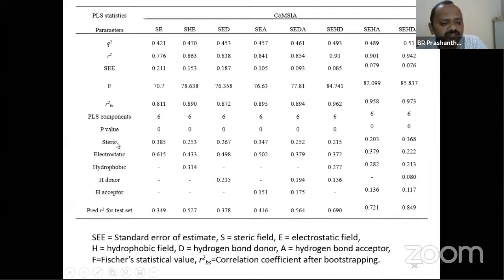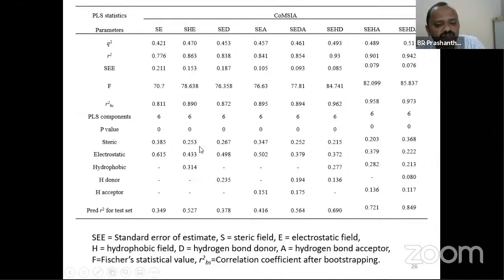Next, these are the 5 parameters: steric, electrostatic, hydrophobic, hydrogen bond donor, and hydrogen bond acceptor. These are the 5 parameters that we take into consideration. So okay, their relative strengths, you can see it. When it is only steric and electrostatic, altogether this value corresponds to 1: 0.385 plus 0.615, if we add together it becomes 1. So like that, when only 3 fields are there, it is this much.